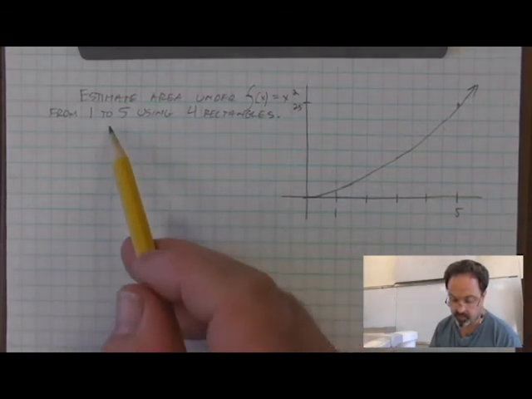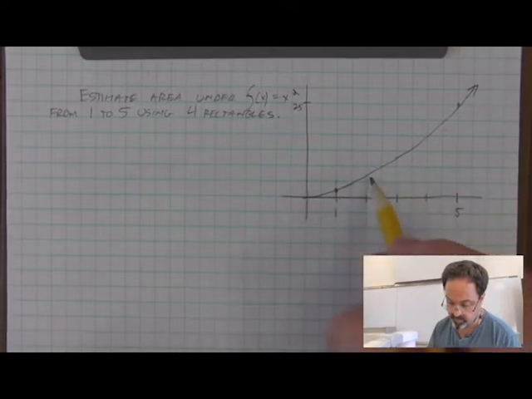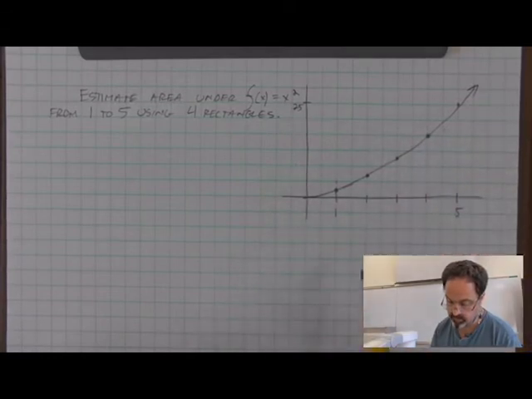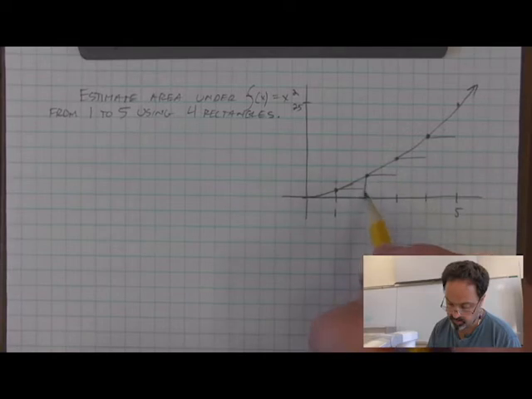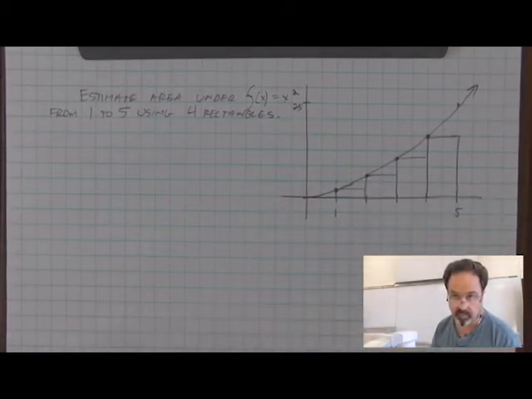If we're going to use 4 rectangles, we could choose left, rights, or mids. For the purpose of this example, I'm going to choose left rectangles. And here we have 4 rectangles, and their heights are determined by function values on the left side of the rectangle.